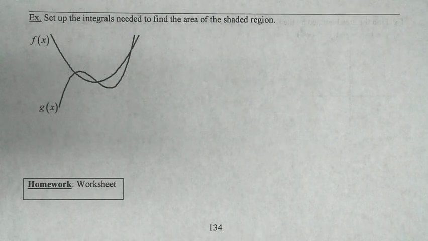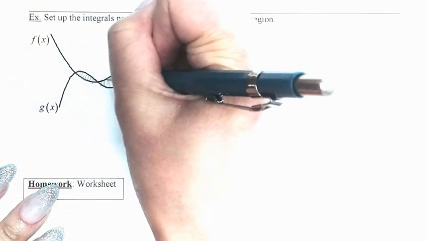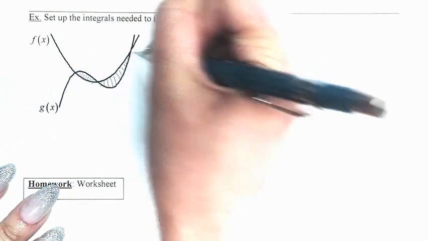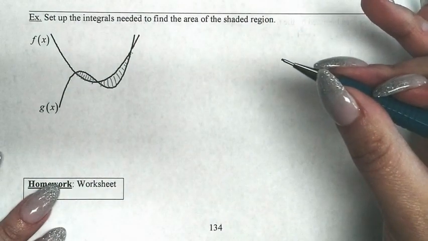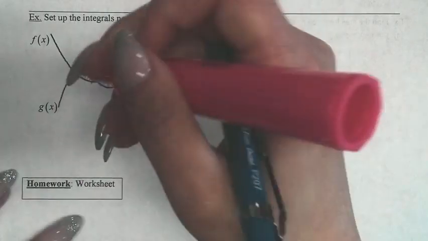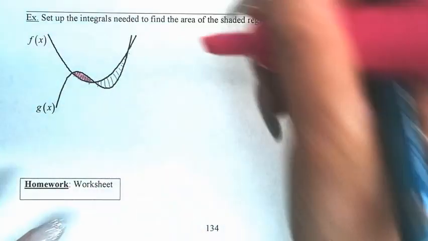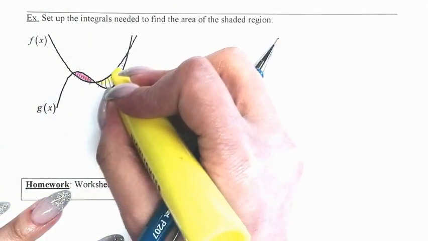Now for this example, we want to set up the integrals needed to find the area of the shaded region. You're going to be like, why in the world is the shaded region? First, let me shade the region. Okay, this is going to be the shaded region. What you can see here is I have two situations. Let me use color so you can see the difference here. I have this area, the pink one, and I have this yellow area over here.